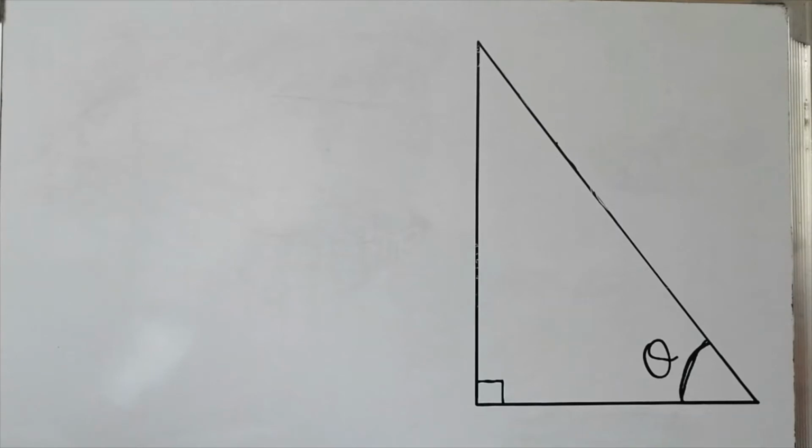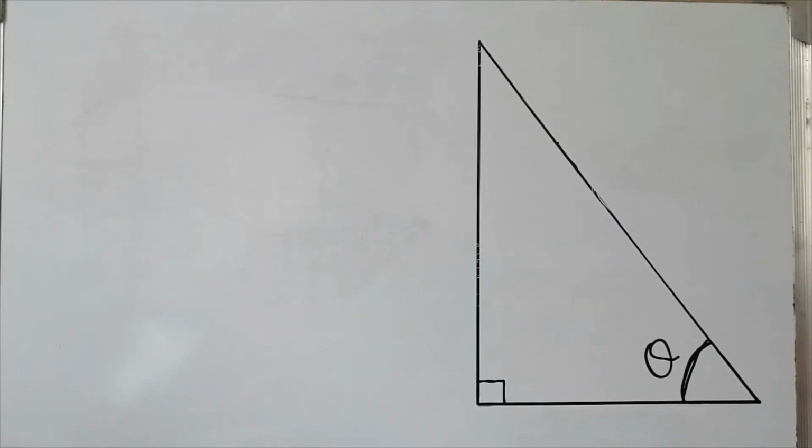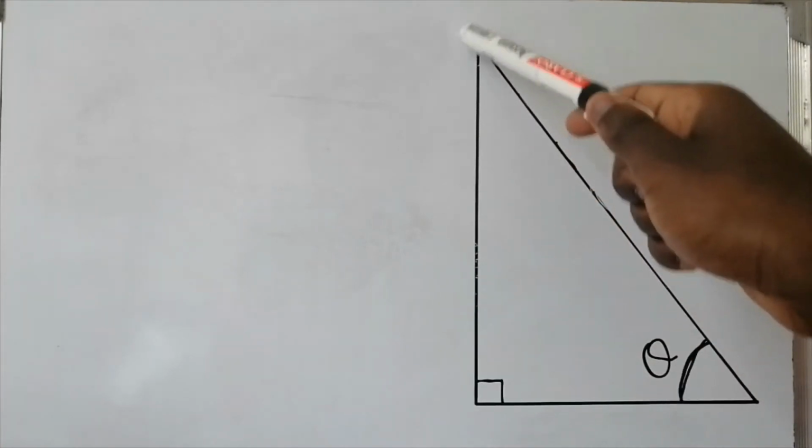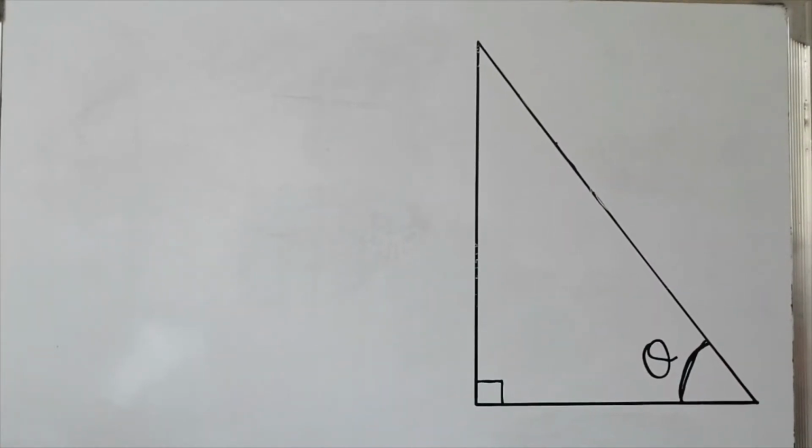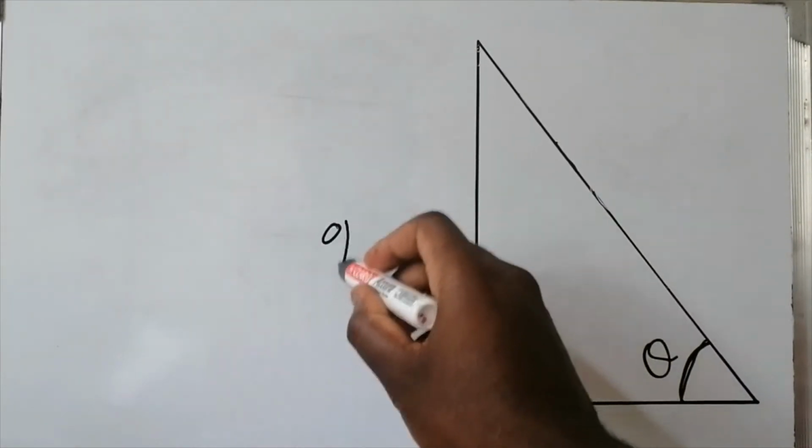So each side in a right-angled triangle has its own special name, and two of those sides are named relative to the angle theta. Okay, let's look at this side to start with. Compared to the angle theta, this side is on the opposite side of angle theta. So this side is called the opposite.